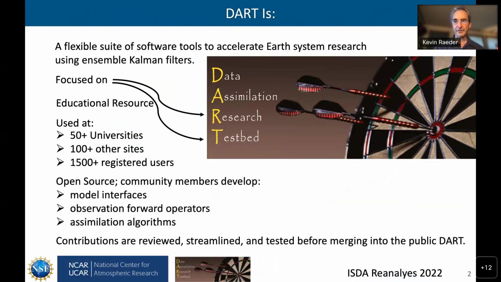So DART is a flexible suite of software tools to accelerate Earth system research using ensemble filters. We're highly focused on research and the code development needed to support it instead of operational. It's open source with contributions from the community to all facets of the package. And developing an interface to a hindcast model can take as little as a week when model experts work with us.